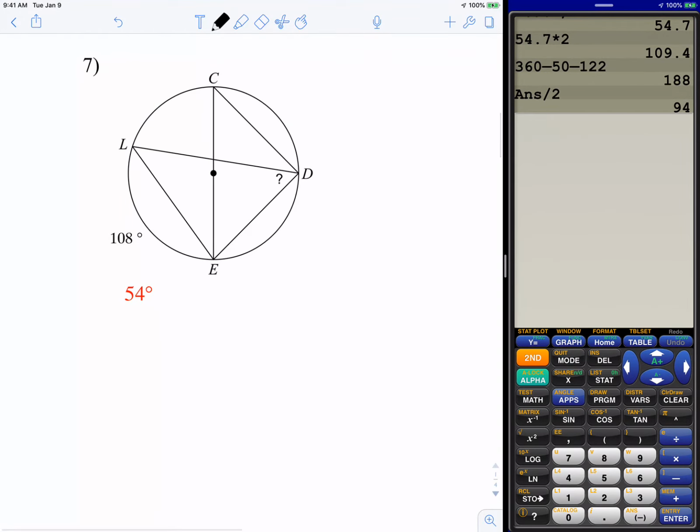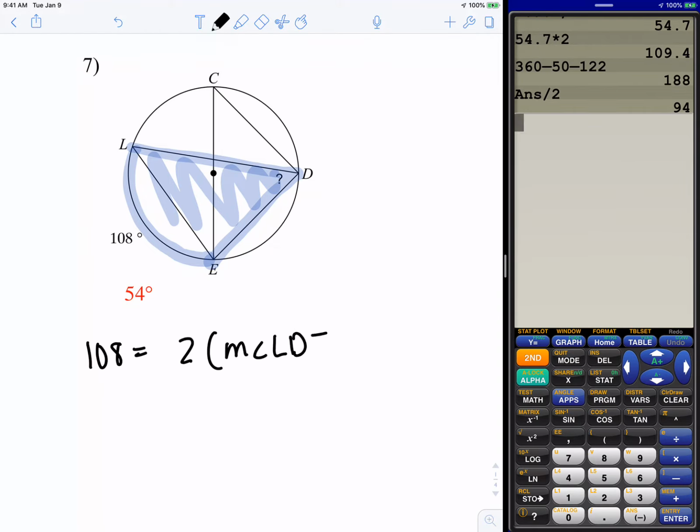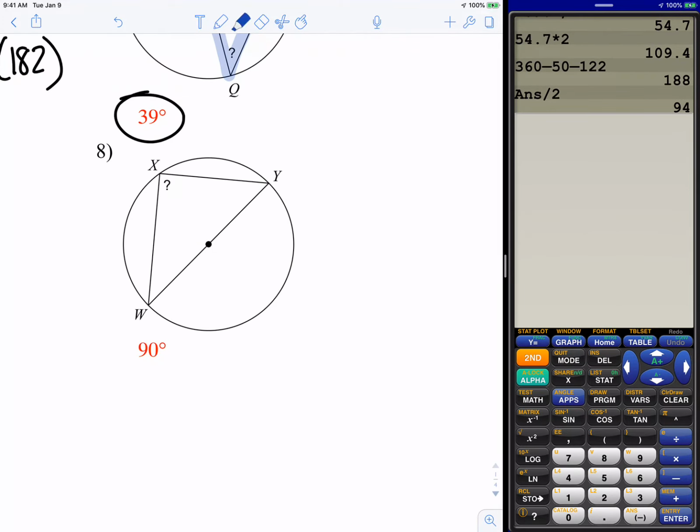All right, number 7, I'm going to go ahead and highlight the question mark angle, angle LDE. And so that intercepted arc is right here at LE. So 108 is equal to 2 times the measure of angle LDE. Divide by 2 and you get 54. And number 8. There are no numbers in this picture, but this is cutting off exactly half a circle. We know that because there's a diameter. So it's cutting off 180 degrees. So half of 180 degrees is 90.